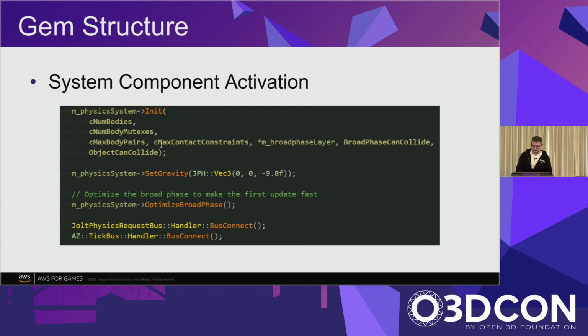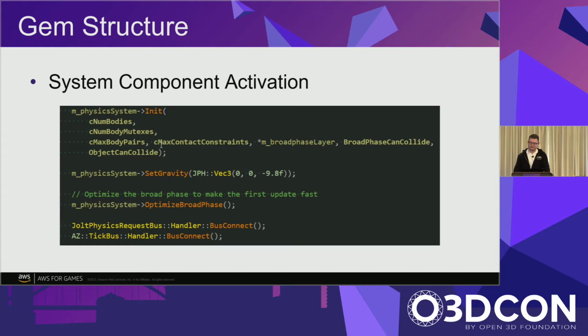Okay. So we'll have the further initialization code here, and the important bit here is connecting to EBuses. So we connect to the Jolt physics request bus. That's again to make sure the interface through the EBus works, and we connect to the tick bus. This is something we'll need for simulation later. So this is pretty much ready to do the simulation.